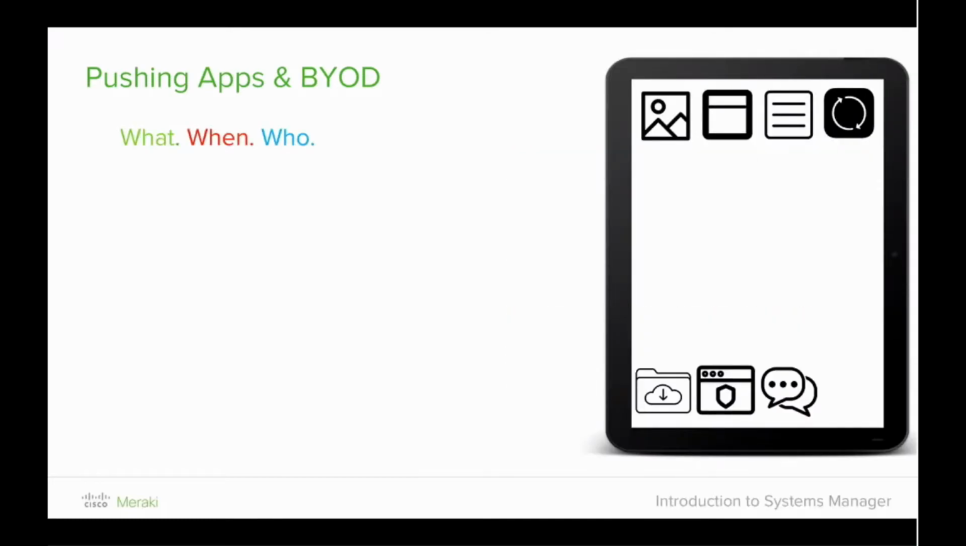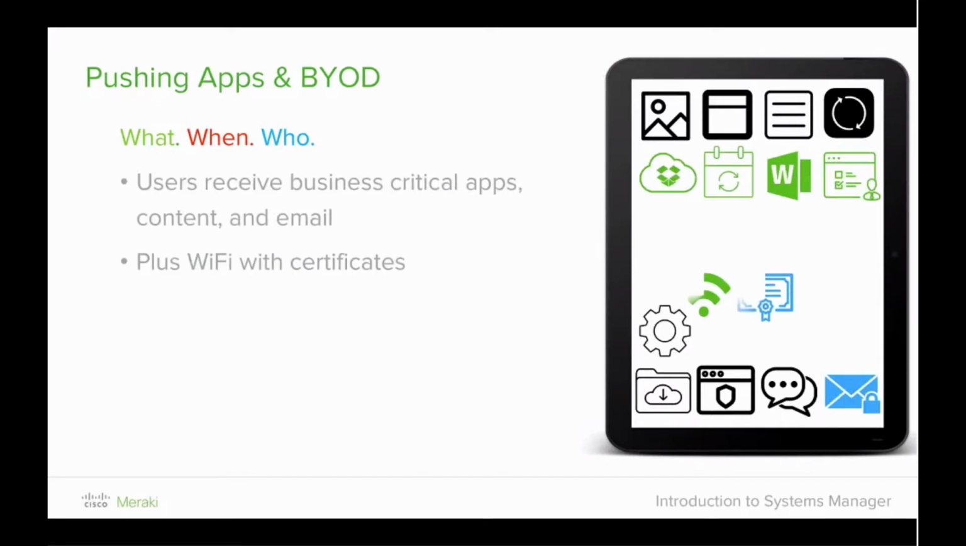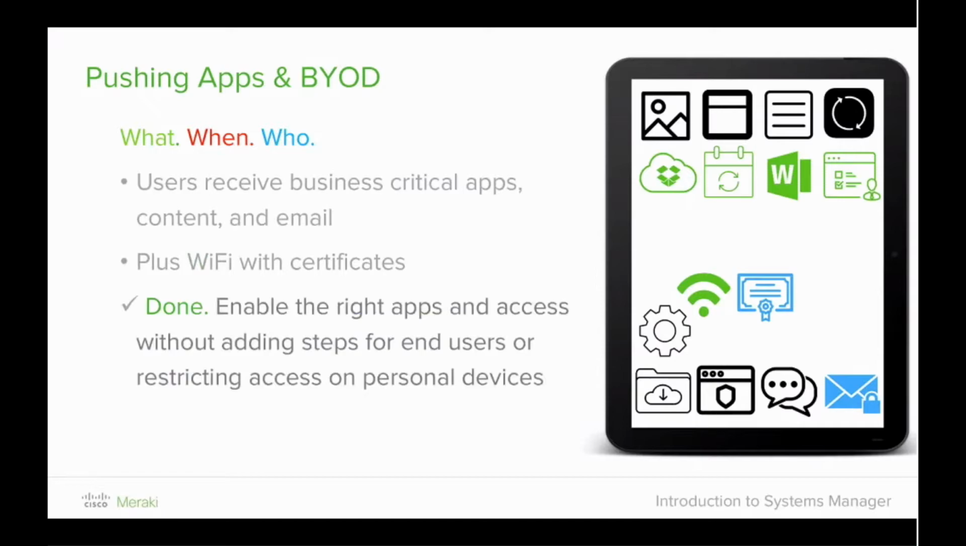So what are we looking at here? This is our device on the right-hand side. We're going to push out business critical applications, content, and email. We're also going to push out Wi-Fi along with certificates. This just makes sure that the Wi-Fi works a little bit better.